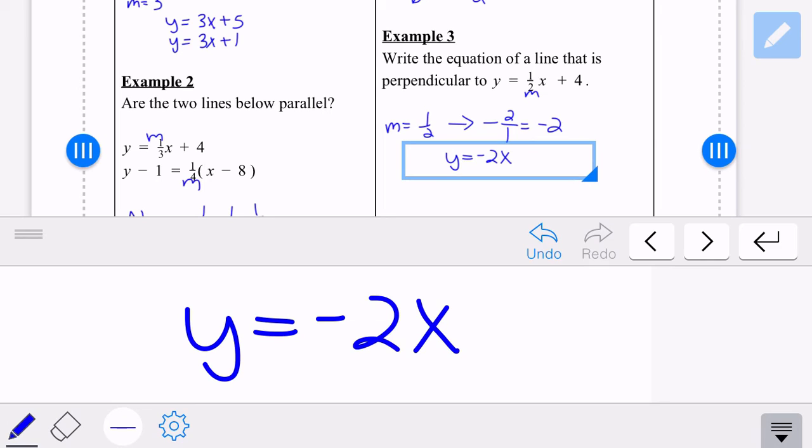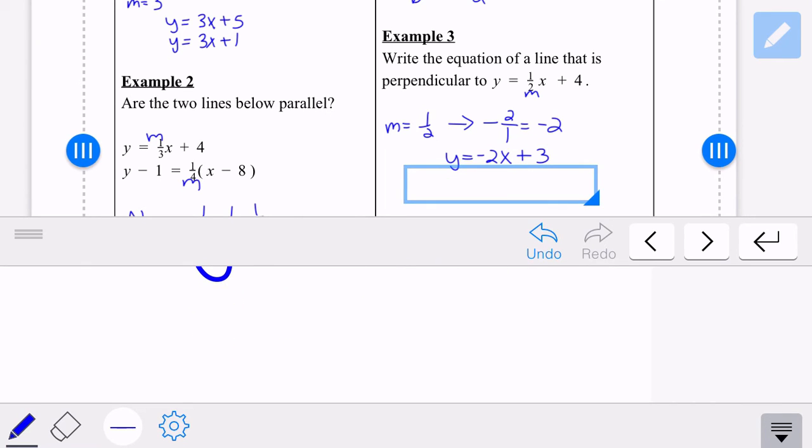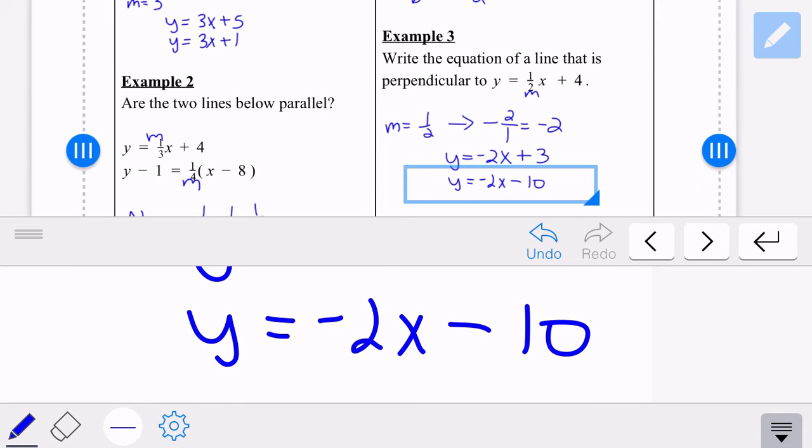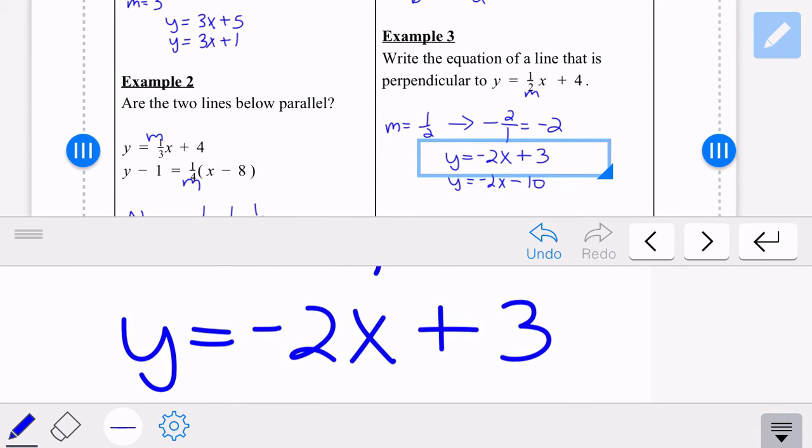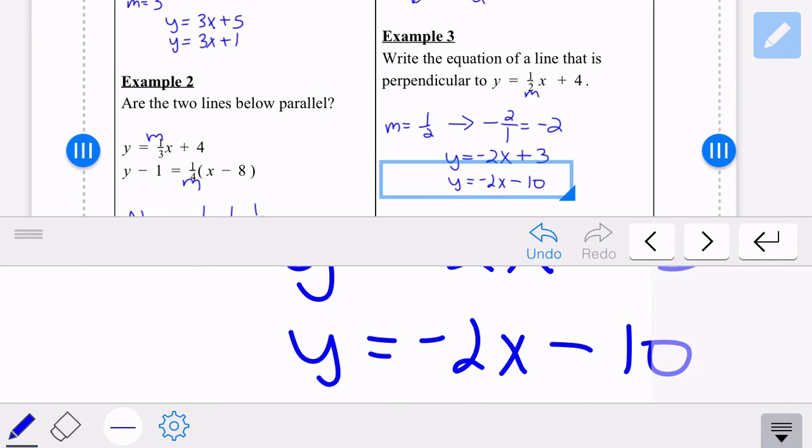And then again, we can change and do whatever we want for b. So we could have plus 3. Or you could have y equals -2x minus 10. Okay? Whatever you want, as long as the slope is the opposite reciprocal.